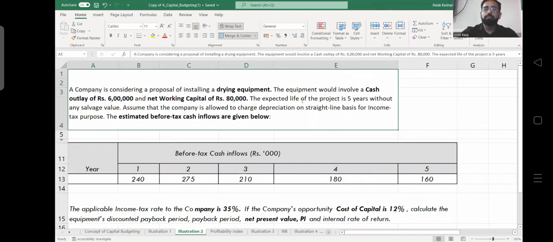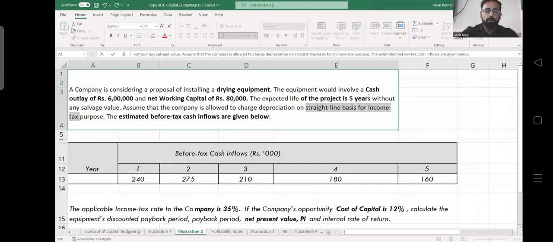The expected life of the project is 5 years. You will continue this project for 5 years without any salvage value, right? When the machinery stops working after 5 years and you sell it, you will not get any money. Without any salvage value means when it goes to scrap, you won't be getting even a single penny. Then assume that the company is allowed to charge depreciation on straight line basis, for income tax purpose.